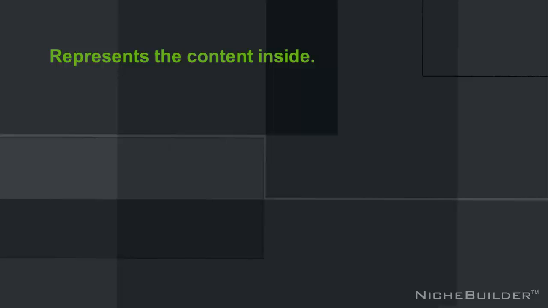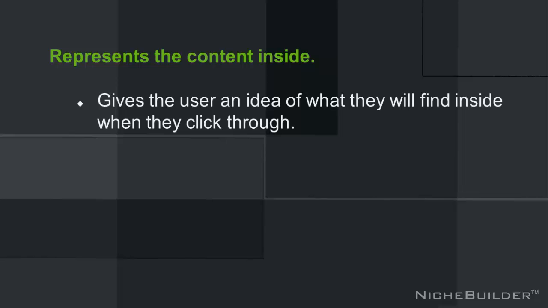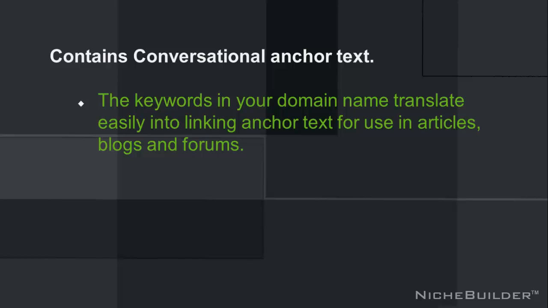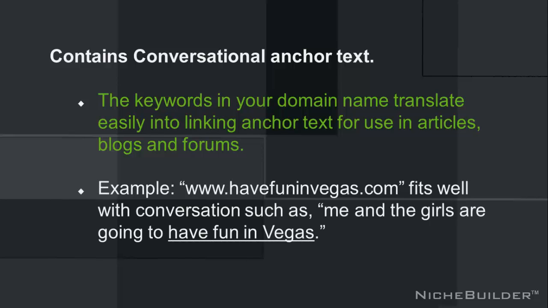Next, you want to represent the content inside. Your domain name should give the user an idea of what they will find inside once they click through. The next thing you want to look for is that it contains conversational anchor text. The keywords in your domain name should translate easily into linking anchor text for use in articles, blogs, and forums. An example of that would be www.havefuninvegas.com, which fits well with conversations such as, me and the girls are going to have fun in Vegas.